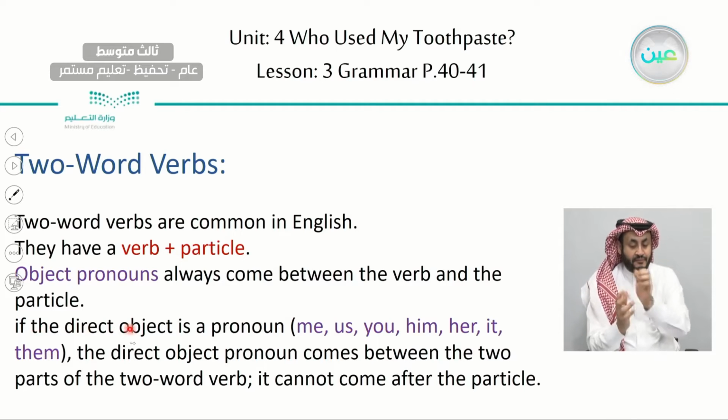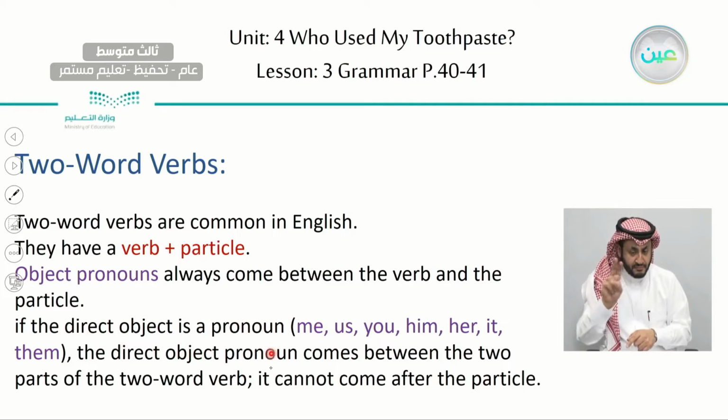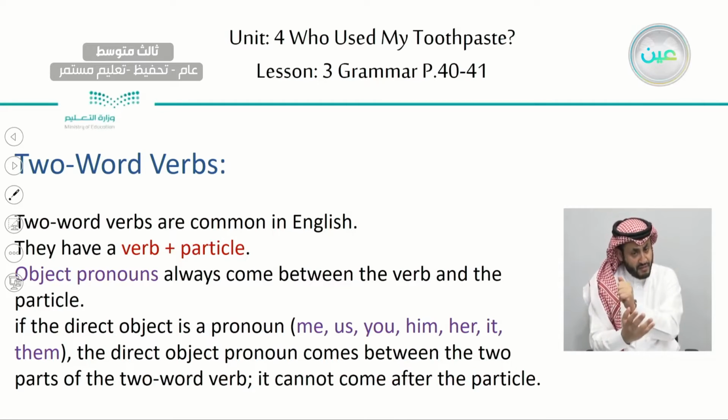That means if we have a direct object like these, which is pronouns like these, we put it in the middle between the verb and the particle. The direct object pronoun comes between the two parts of the two-word verb. This is what we said. It comes here in the middle. It cannot come after the particle. We cannot put these pronouns when we have it. We can't put it here after it.